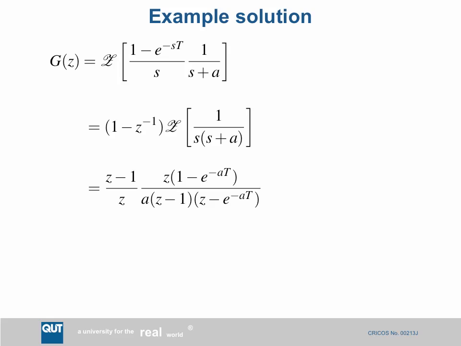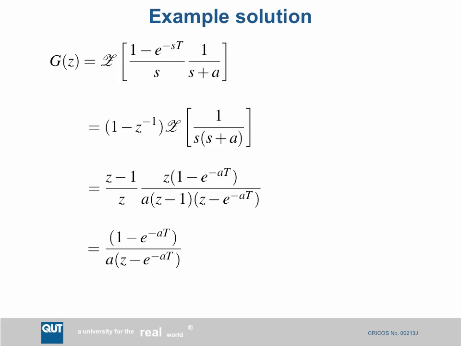It looks something like this. We have changed 1 minus z to the minus 1, multiplied top and bottom of that by z to get z minus 1 on z, do a little bit of simplification, and we end up with a result that looks just like this.